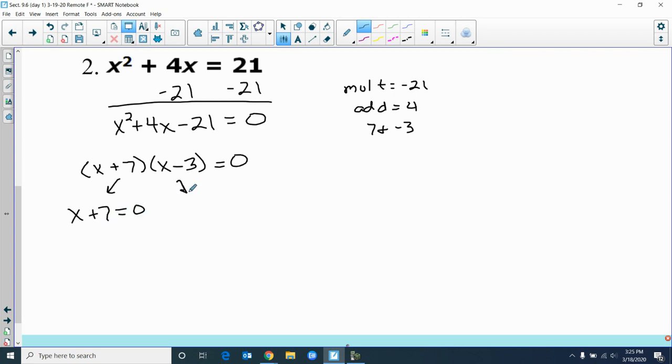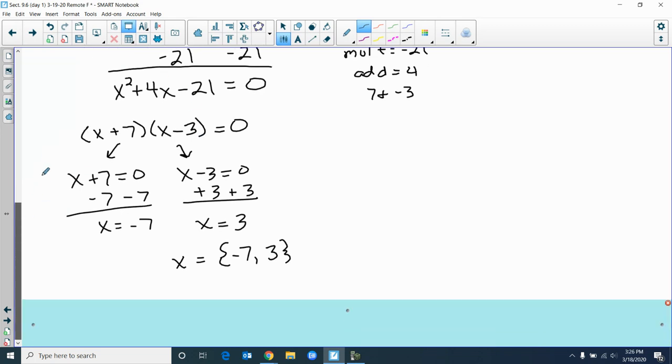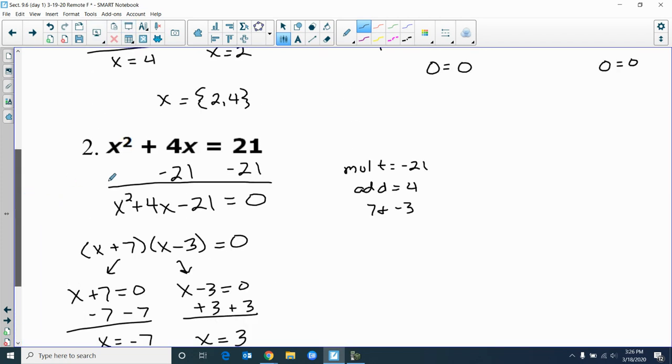x plus 7 equals 0. x minus 3 equals 0. Subtract 7. Add 3. And then I get two answers of negative 7, 3. Okay, those will be my two answers. Now, I think that's it on this page. All right, so that's 1 and 2. They both have just an x squared.